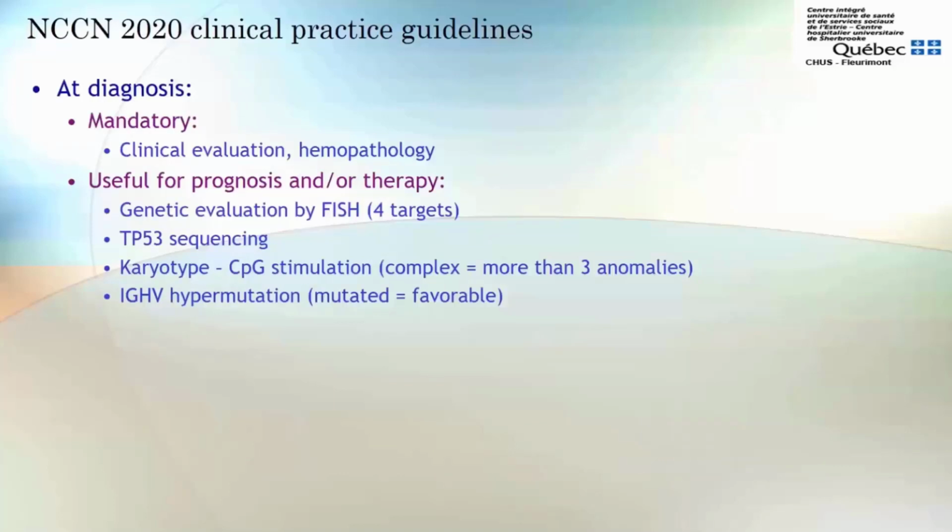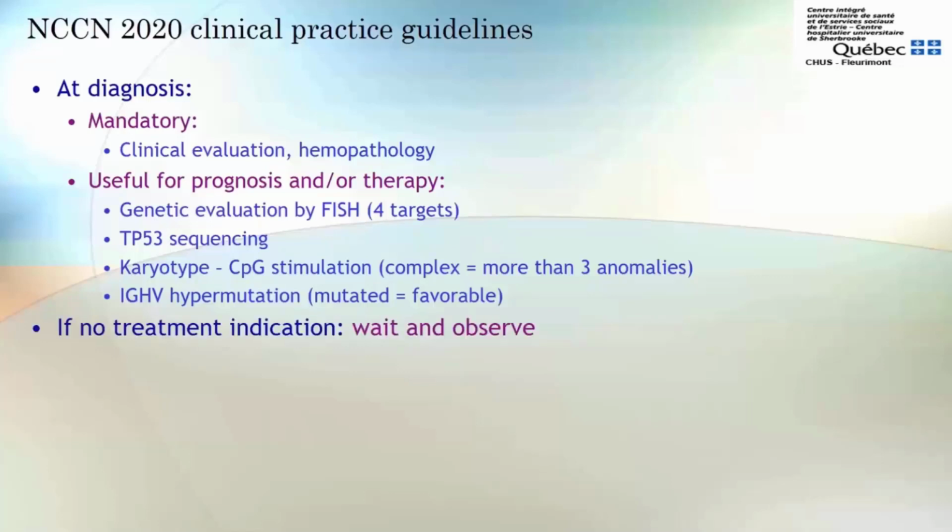On the other hand, in their recent clinical practice guidelines, NCCN gives more room to genetic factors and will propose therapeutic avenues according to the findings. If there's no treatment indication, the clinician will need to wait and observe the patient.